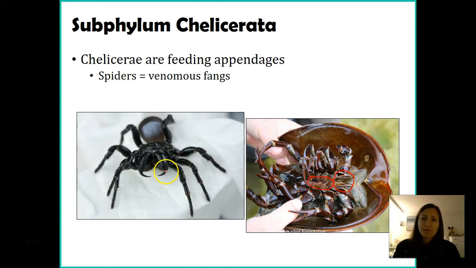So that's where we're going to stop for Phylum Arthropoda. Go ahead, take a break. Maybe you want to fill out that summary table and fill in all of the information from these different subphyla. And then go ahead and continue on to the next phylum.